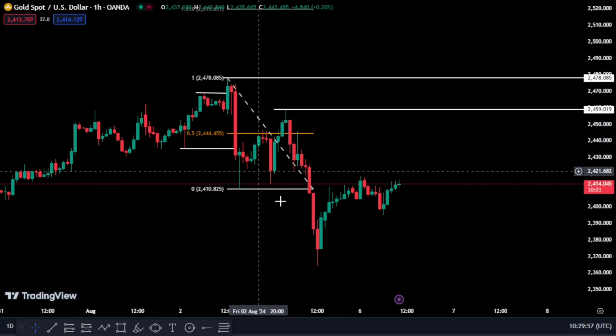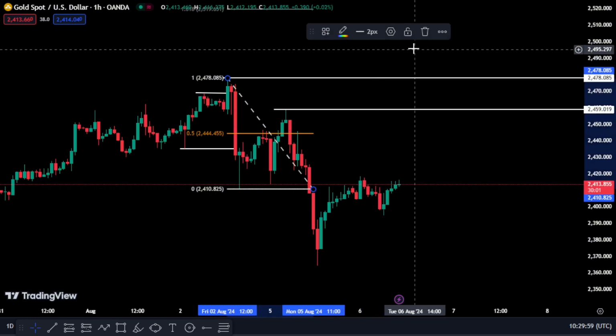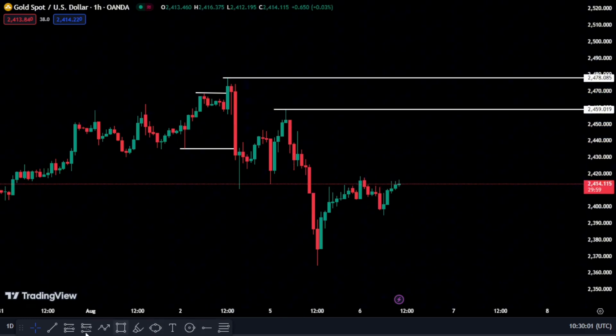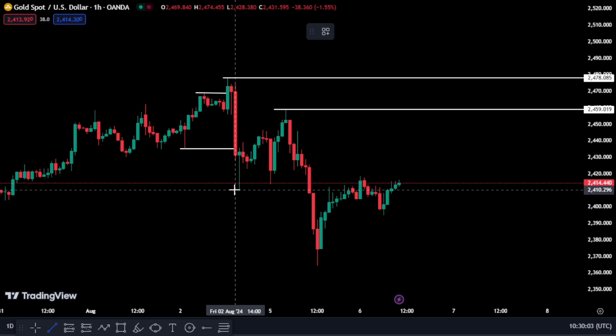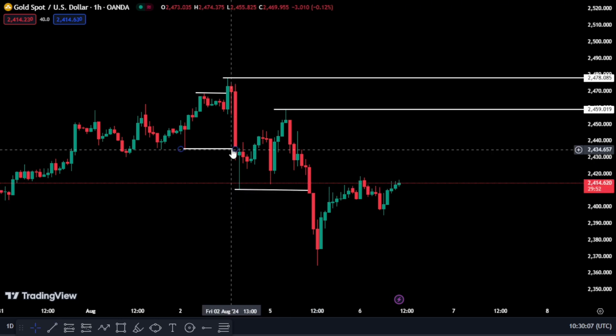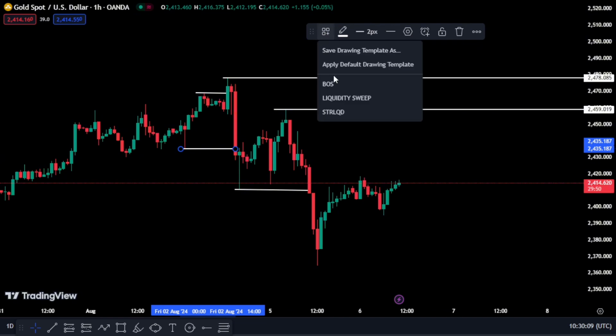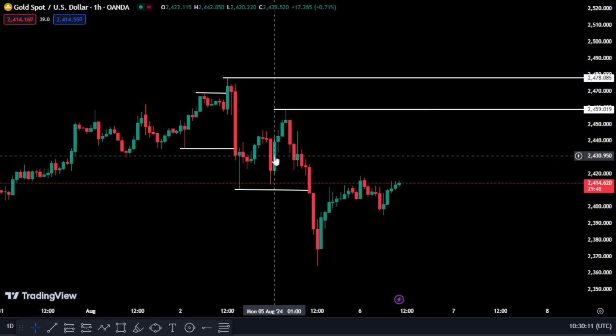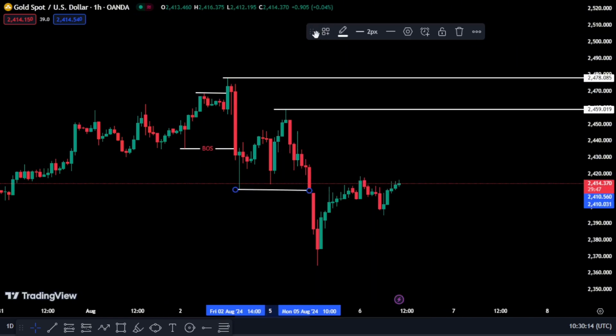So this is a trade which I'll be looking to take in the next couple of days. Structural liquidity, and then now what happens? You have your second break of structure to the downside. This is your first break of structure, and then this is your second break of structure.